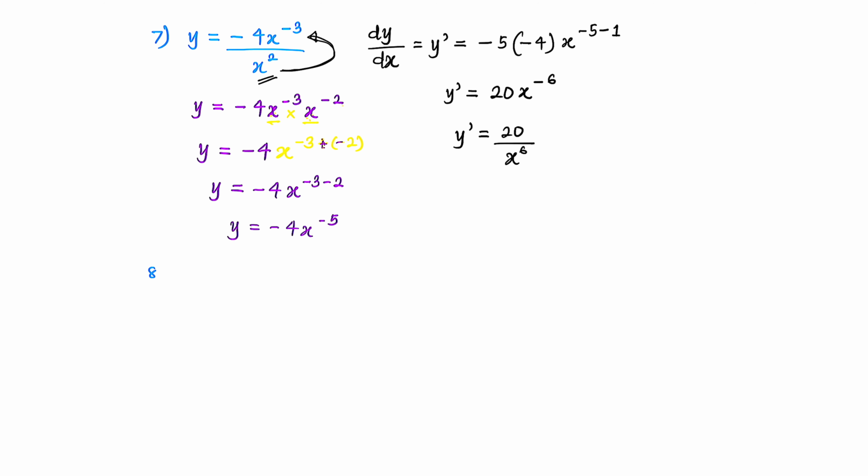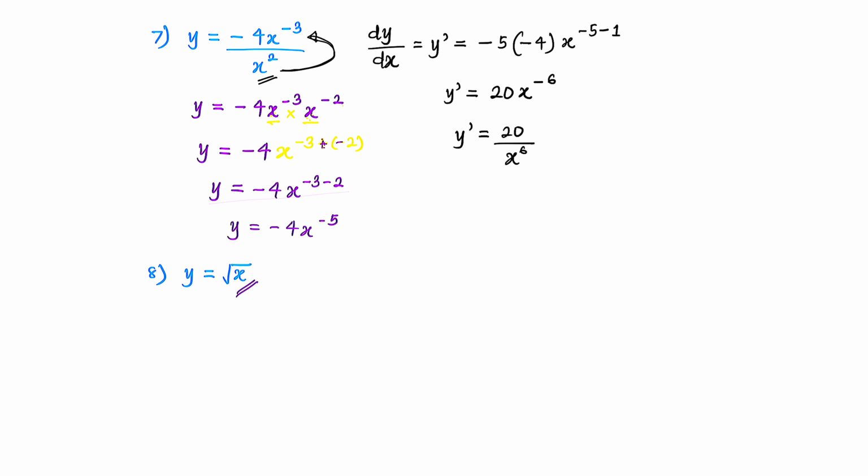8. Y equals square root of x. Based on the rule we've learned so far, we need to rewrite this in a form where we can apply the rule, which means we can take the power, bring the power down, multiply with an existing coefficient, and write the variable back and subtract 1 from the power. So we need to rewrite this function.